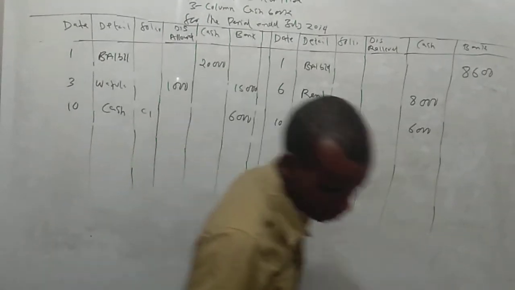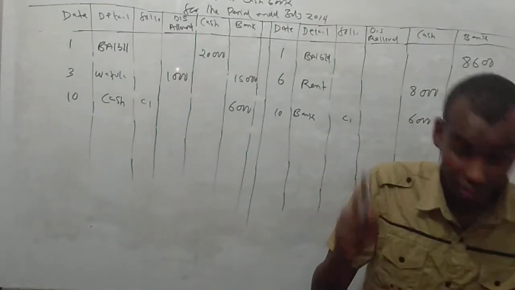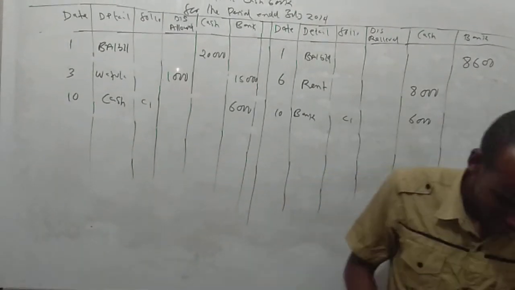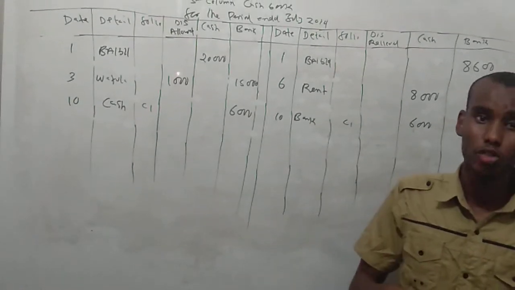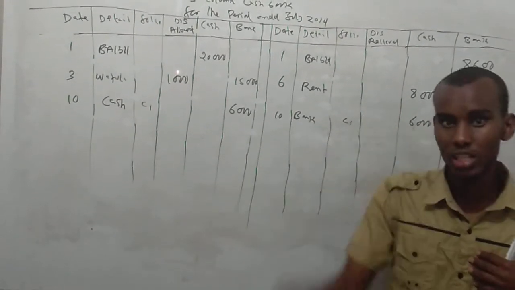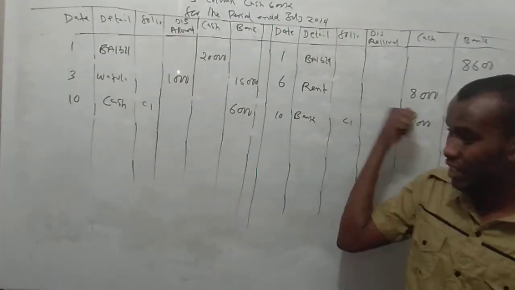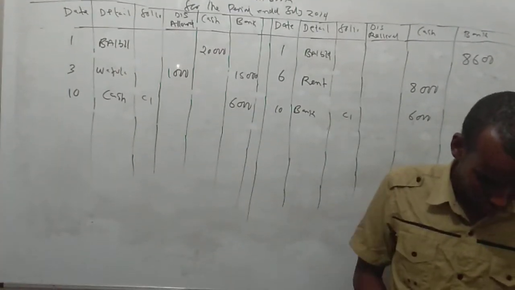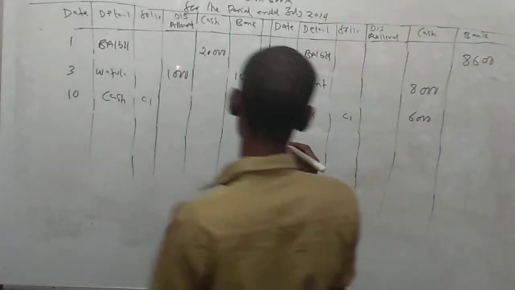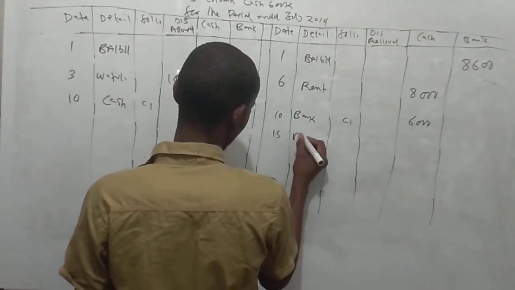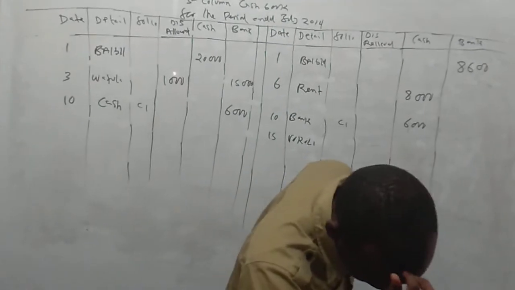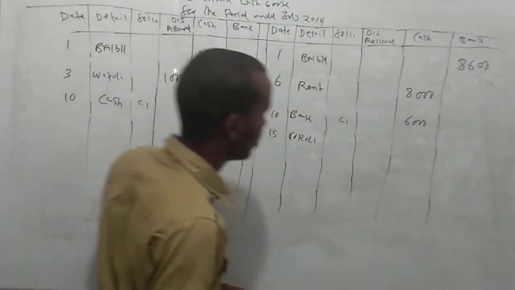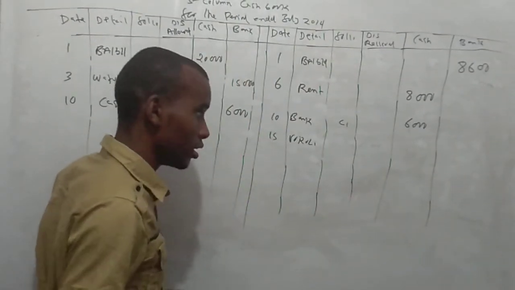After 10th, we are told 15th, settled Vokoli account of 20,000 and he allowed a discount of 1%. If you are settling, it means it is us paying him, he is a creditor. So it should be credited. We are settling Vokoli account on 15th, 20,000.